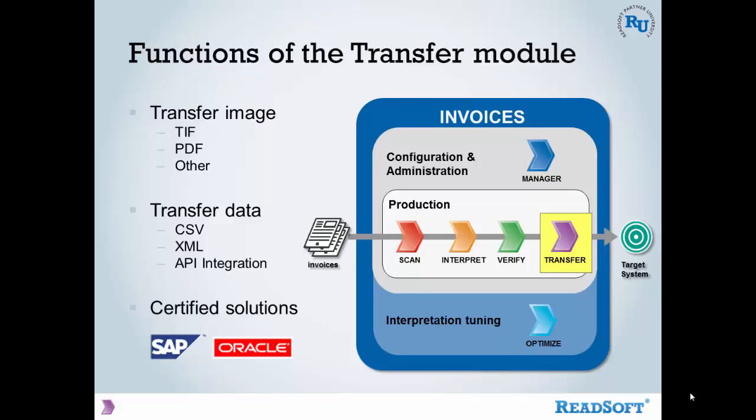The Transfer module. The Transfer module is the last production module, and it will release and transfer the metadata along with the image file to the next coming system. The invoice image file format can be converted to formats supported by the next coming system. Most common are TIFF and PDF files. The Transfer module can produce CSV or XML files for the metadata.